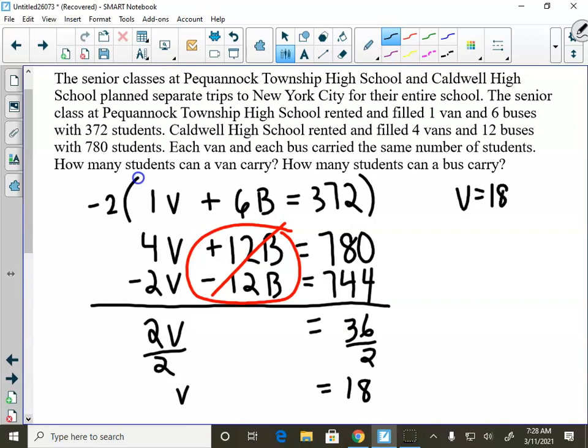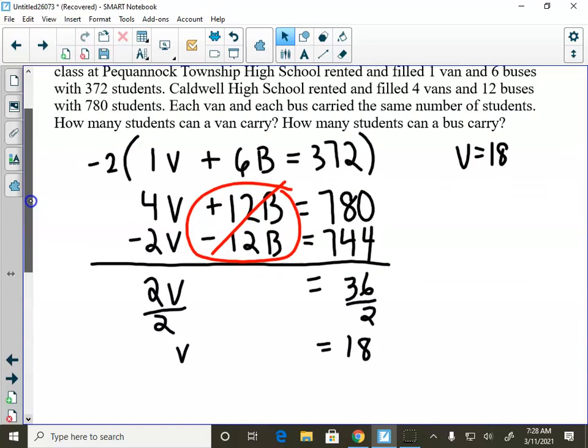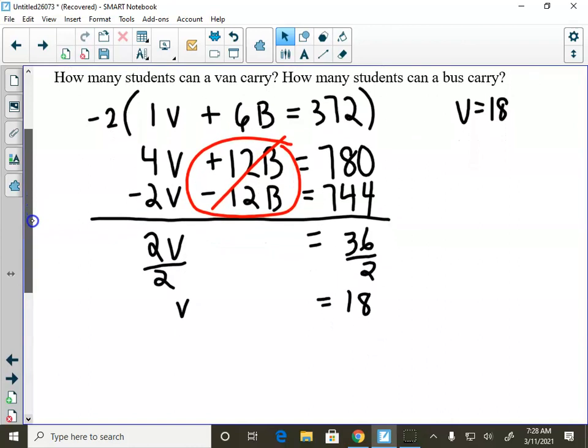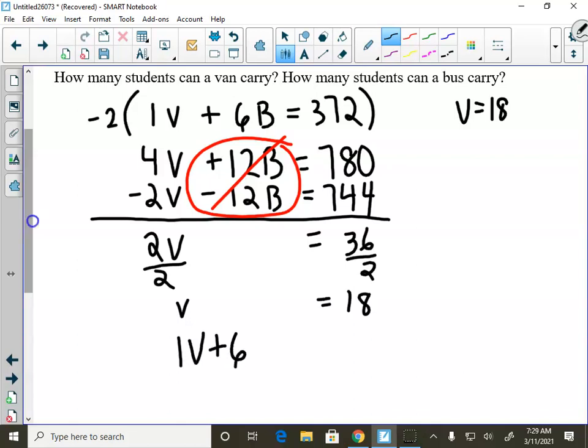Okay, now, what most people do at this point is they know v equals 18. They'll go back and they'll substitute into that first equation to find out what b is. But that's not really true elimination. True elimination is when you eliminate both variables. So we've eliminated the first one. We tried it first eliminating b. Now we're going to rewrite the problem, and we're going to eliminate the v this time.